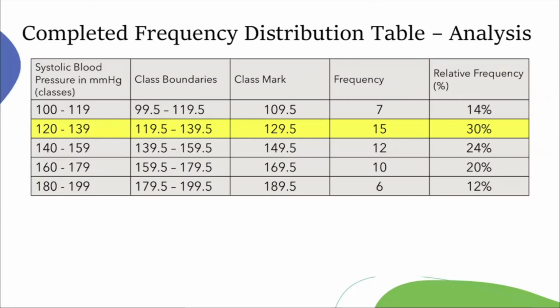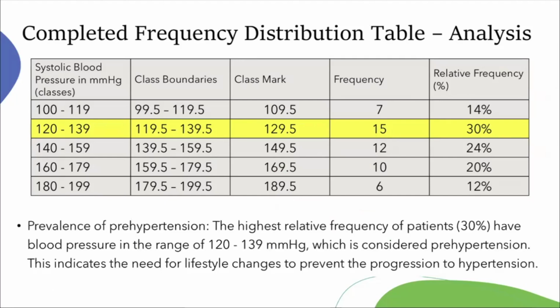Okay, so a frequency distribution table, once complete, like this one, can be analyzed. And what I've highlighted here is the row of highest frequency. The highest relative frequency of patients, and that's 30%, have blood pressure in the range of 120 to 139 mmHg. This is considered pre-hypertension.